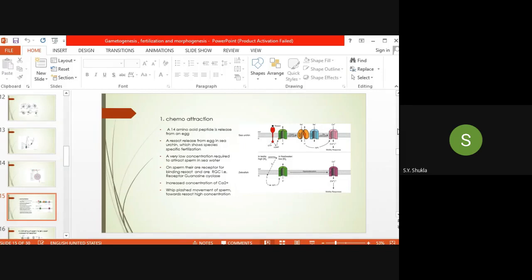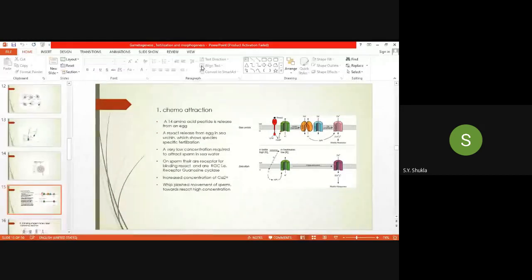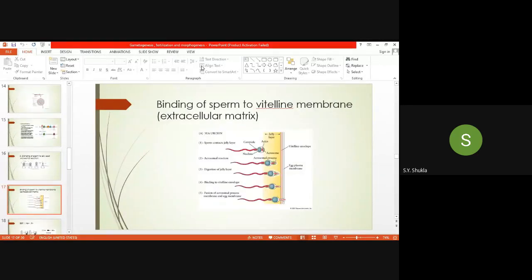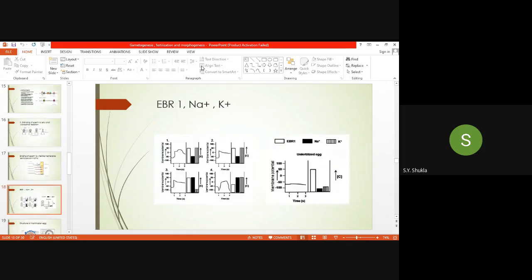In this we are looking at chemoattraction, the first step in external fertilization. The second step is the acrosomal reaction. The third step is the binding of the sperm to the vitelline membrane, then binding to the vitelline envelope, then fusion of the acrosomal process membrane and the egg membrane. Afterwards there is a binding of the sperm membrane to the egg membrane, and then fusion of the female pronucleus to the male pronucleus. This is one question in every exam.